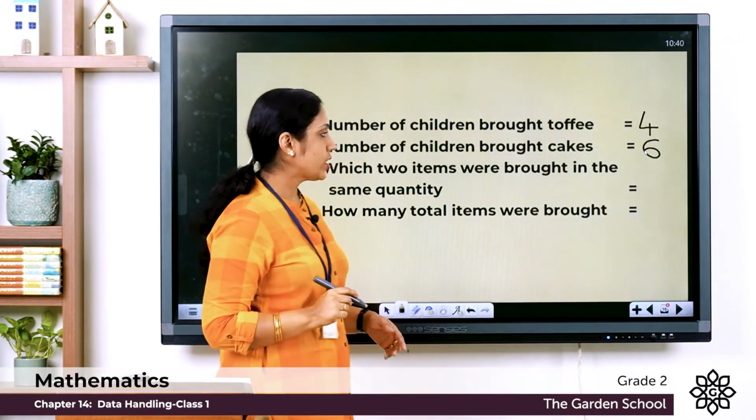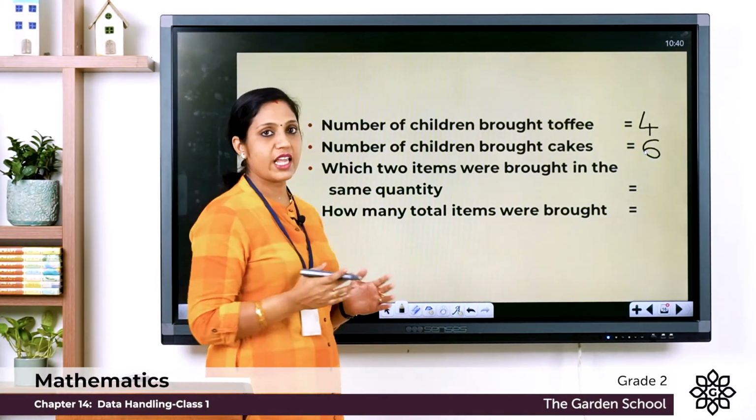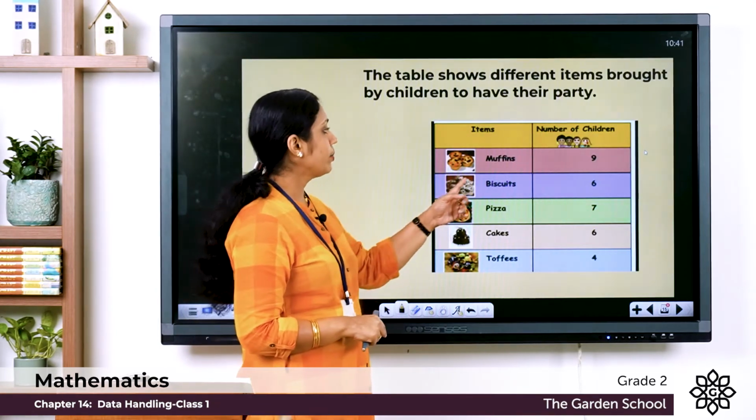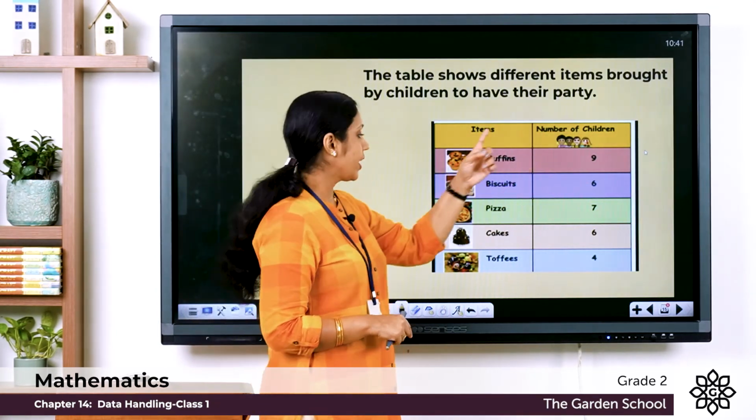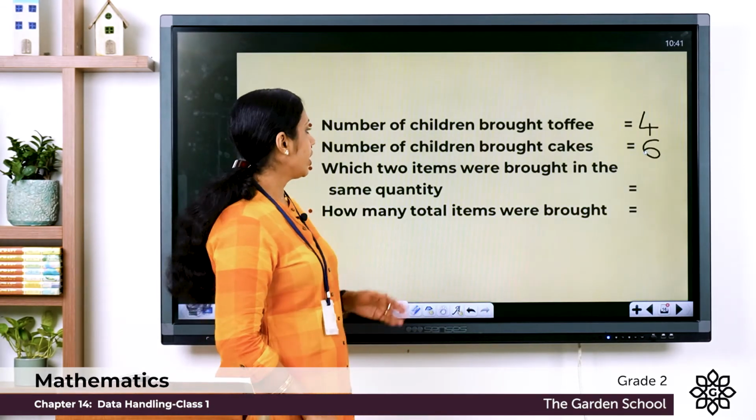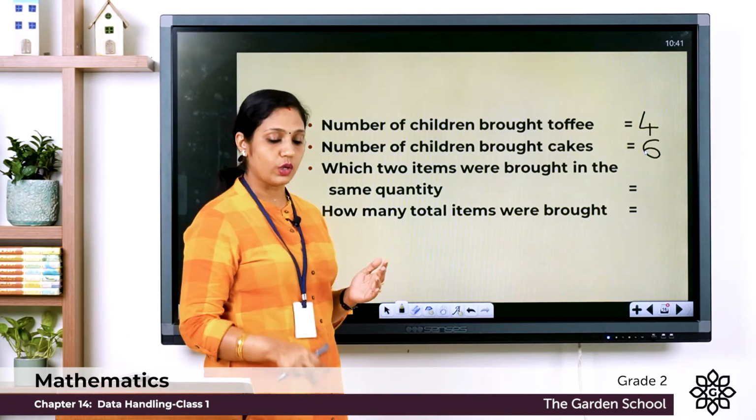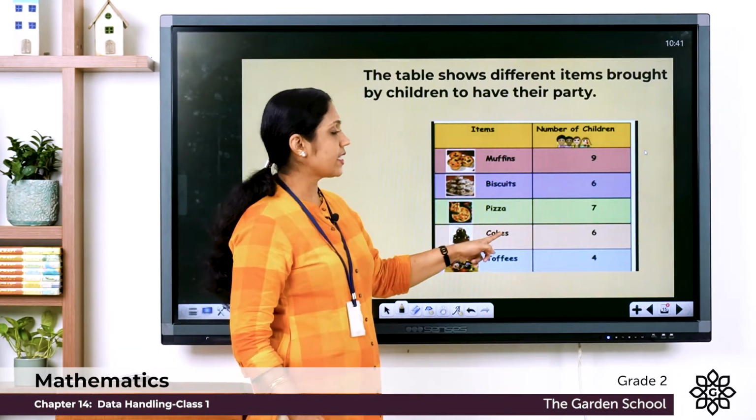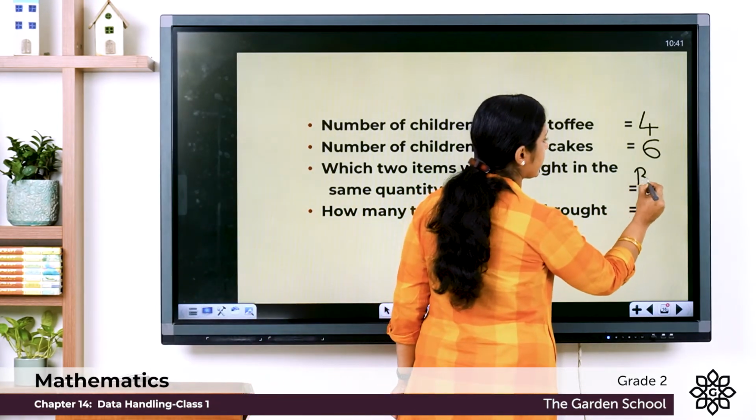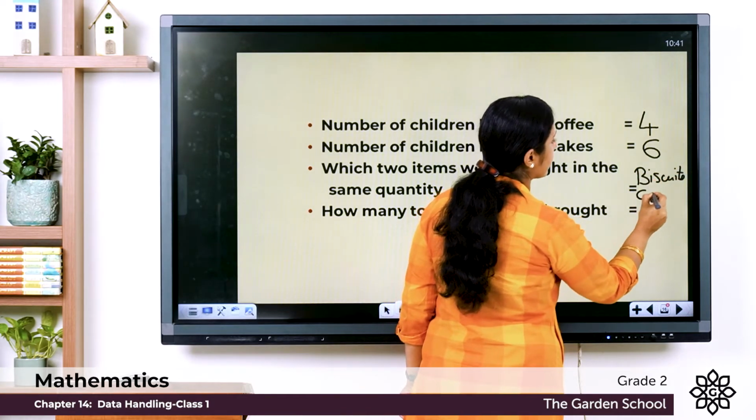Now look at the next question. Which 2 items were brought in the same quantity? So let's check the table. Here you can see biscuits are brought by 6 children and cakes are also brought by 6 children. So here, which 2 items were brought in the same quantity? So what all were there? They were biscuits and cakes. So we can write here biscuits and cakes.